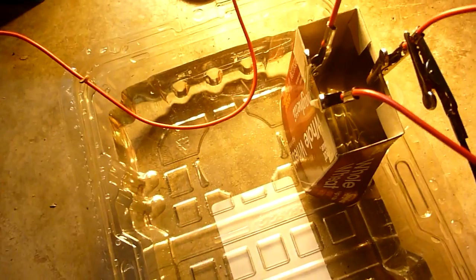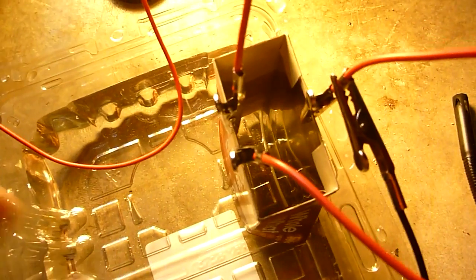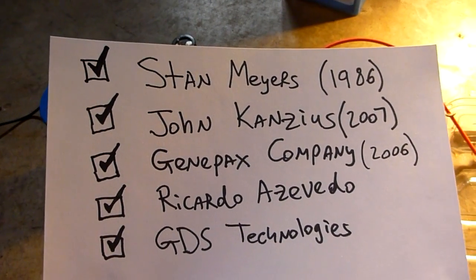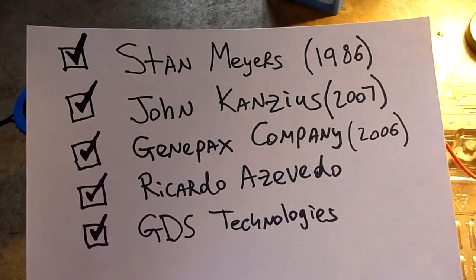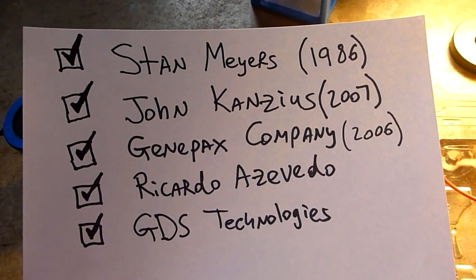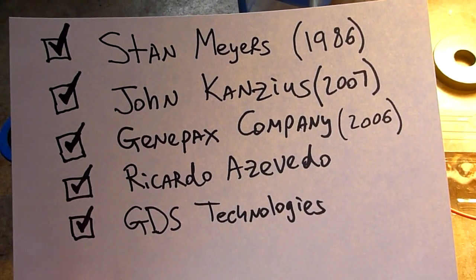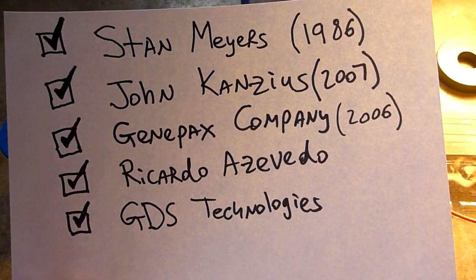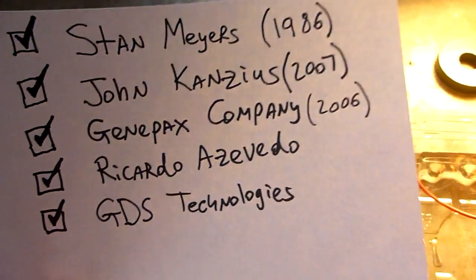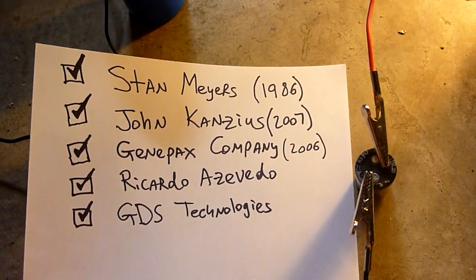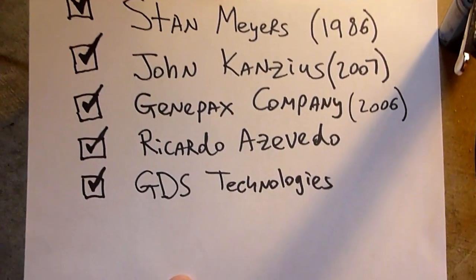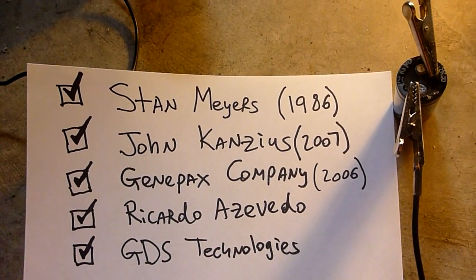And we have many inventors in the past who managed to do a more efficient form of electrolysis. I wrote them down for you. We have, of course, Stan Meyer. He did his water-powered vehicle in 1986. And we have John Kanzius, 2007, Genepax Company, and others. I'm going to post links to these guys and news stories about them, so you can watch news stories about these guys for yourself. As you can see, using water for power has been done many times in the past.